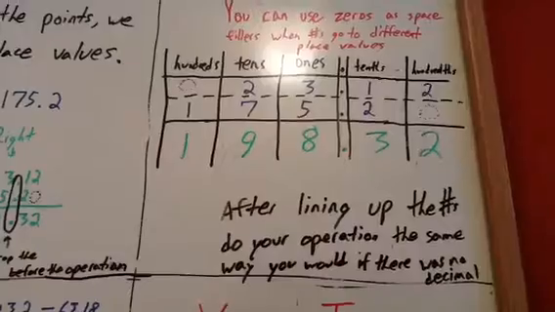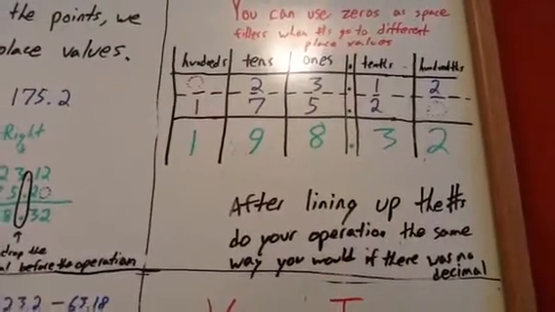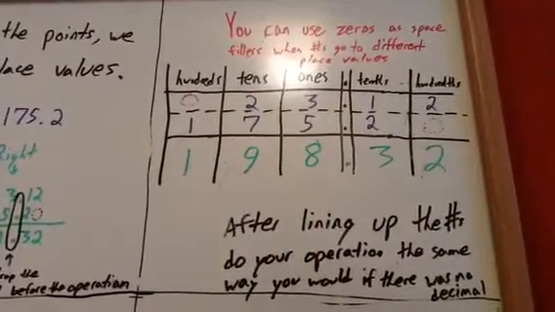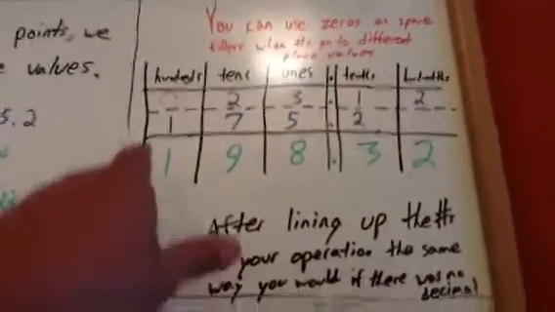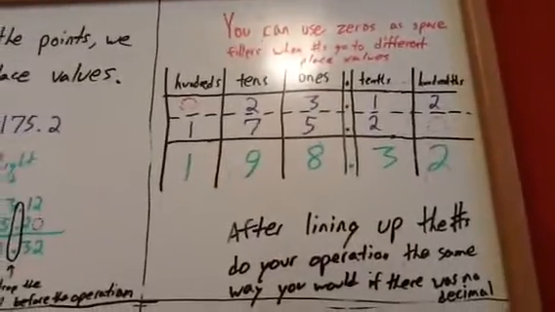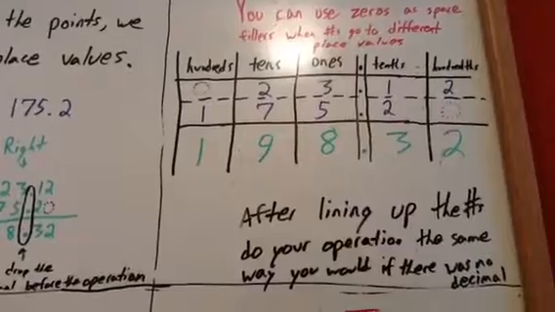Again, that is the biggest problem. A lot of times with these things, a student will add a 1 to a tenth and mess everything up. You could use zeros as space fillers when the numbers go to different place values. So for example here, I didn't have anything in the 100 column for that top number. So I just put in a 0 there as a placeholder. It doesn't affect the problem in any way, just makes it easier to look at.